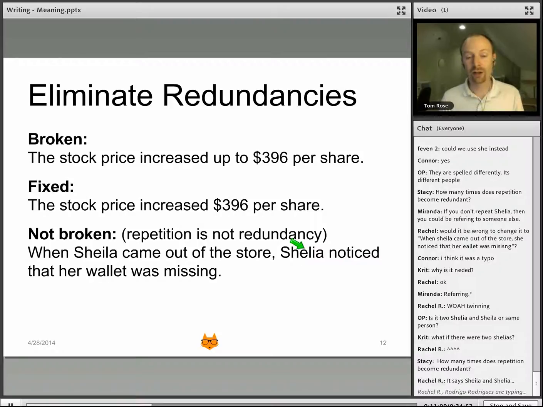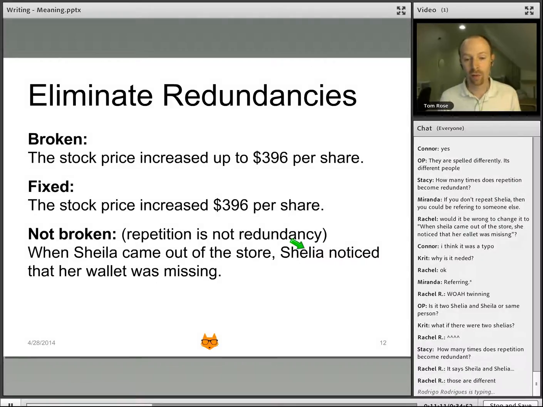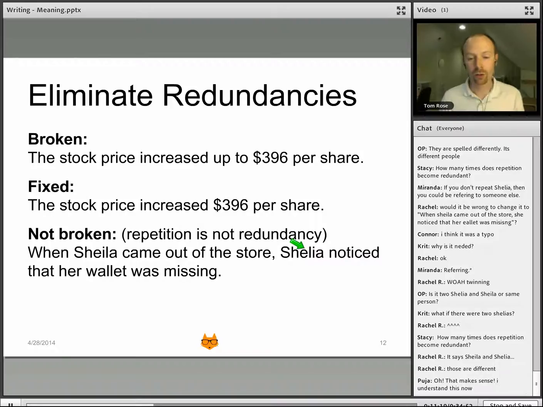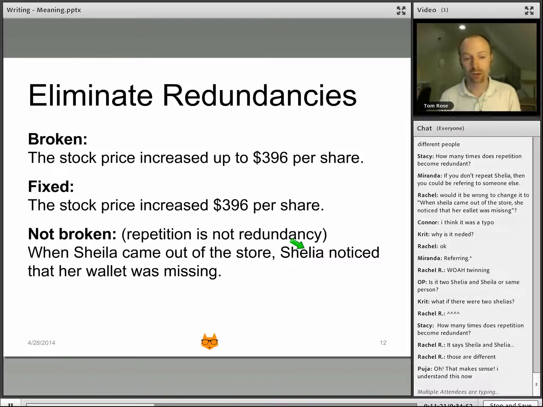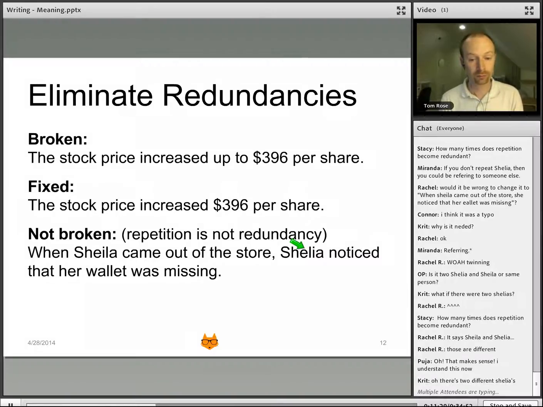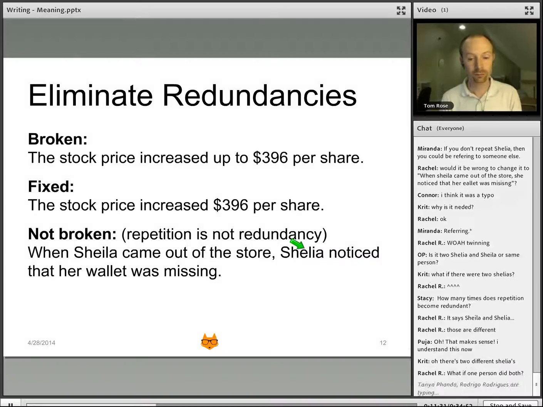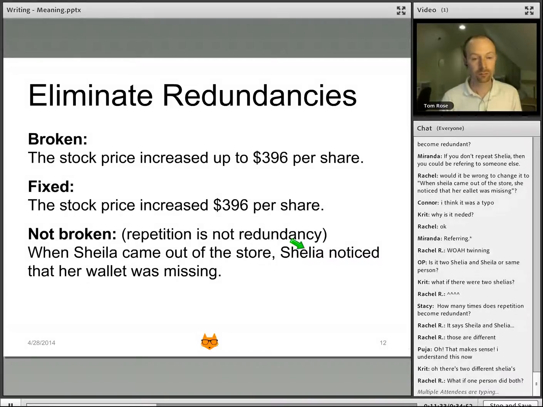So Stacy, there is no amount of times where repetition becomes redundant. Right? The only time when you have something that's redundant is when you use two different words, so "increased" and "up to," for example, to say exactly the same thing. So we're only saying one thing, so we only want one word.